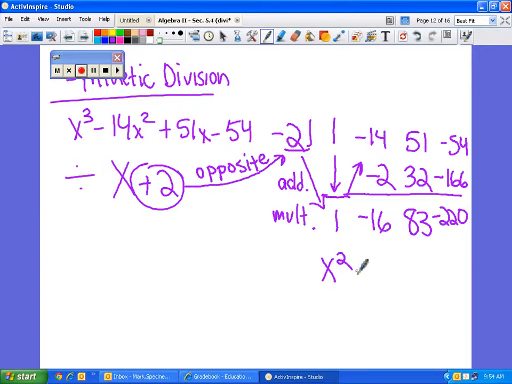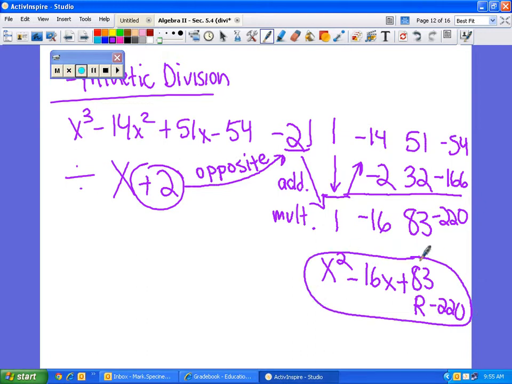And then you just go in decreasing order. So this becomes negative 16x, and then this becomes positive 83, and this number here, the number in the last column, that's your remainder. So your remainder is negative 220.